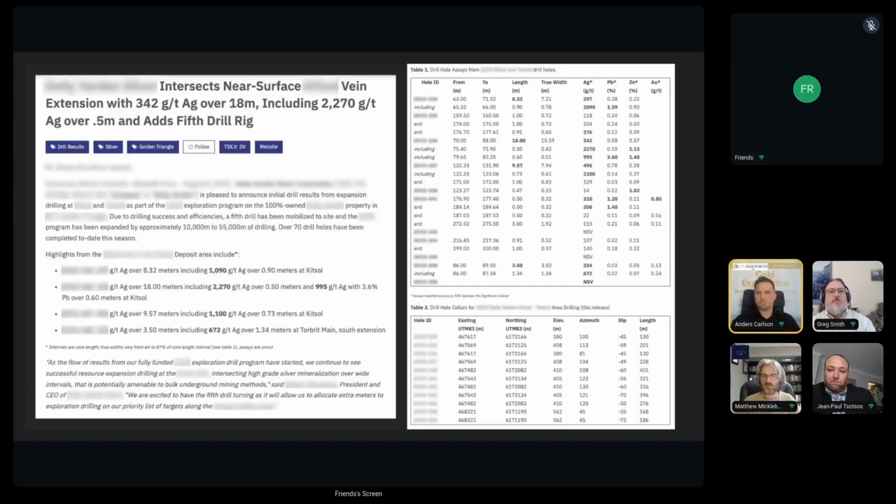When I look at the table, I'm seeing from 2 meters, you're seeing true width, which is good to see. Assays reported are uncut. You can see in the footnote there, no significant values would be an NSV hole, which is good. They're showing some of that. I don't see anything on internal dilution, and there's no obviously cutoff grade reported.